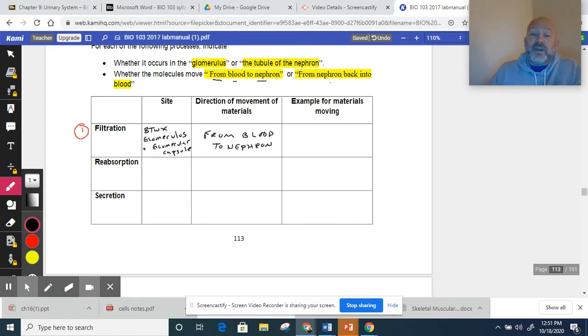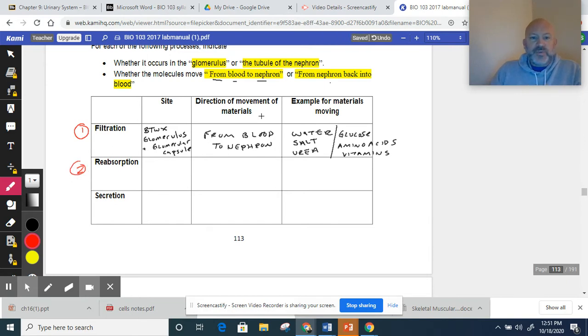I said everything's getting taken out of the blood, but we know it's not everything because some of the things are just too big. Red blood cells are just too big. They're not going to leave the blood. Large proteins would be too big. They're not leaving the blood. But what is? Water, salt, nitrogen compounds like urea, glucose, amino acids, vitamins, minerals, maybe.